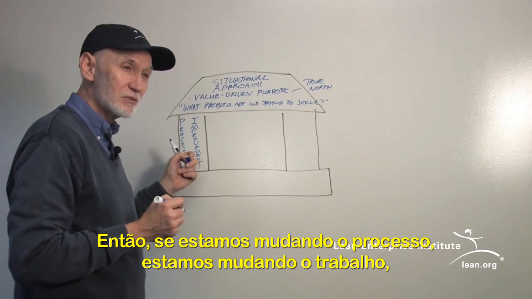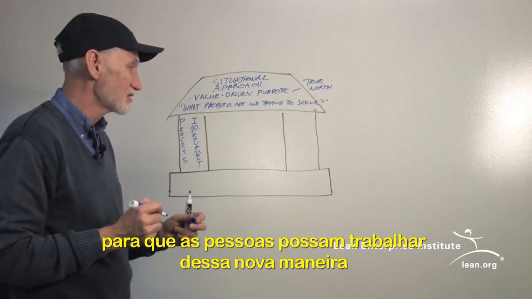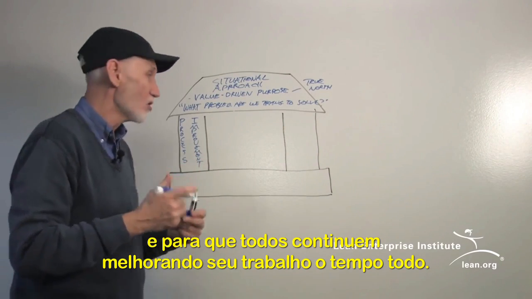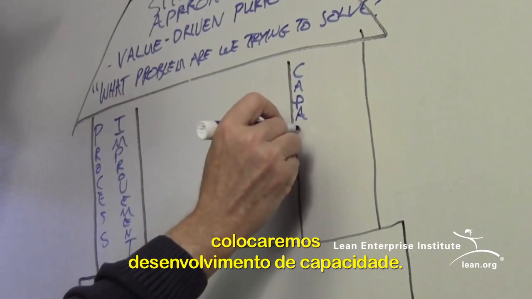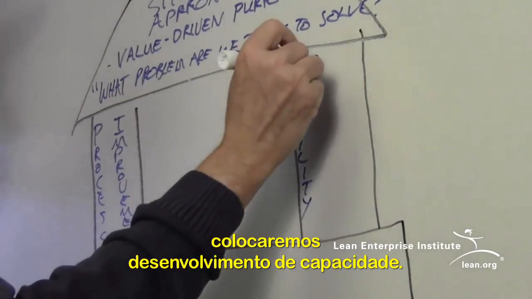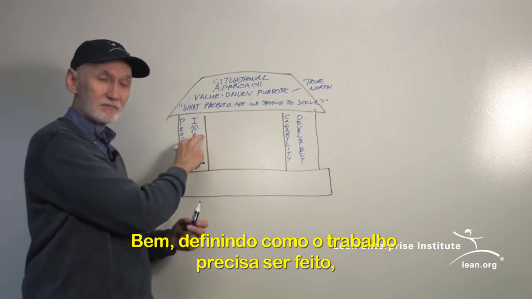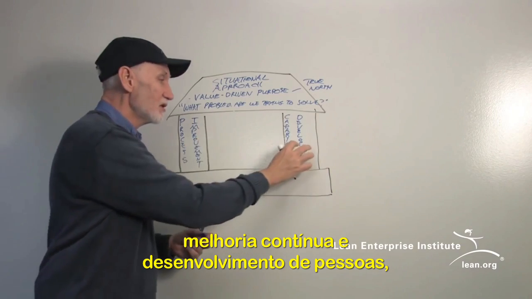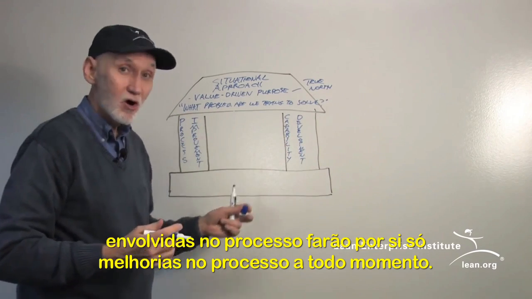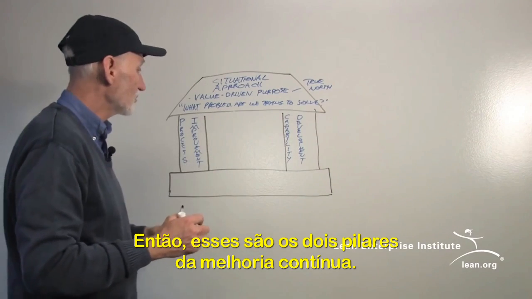So in addition to changing the processes, changing the work, we need to develop the people so the people can actually work in these new ways and that everyone's continually improving their work all the time. So over here, we're going to put capability development. So defining how the work needs to be done, continuous improvements, developing people, everyone in the system, so they can be making those improvements on their own all the time. So these are the two pillars of continuous improvement.